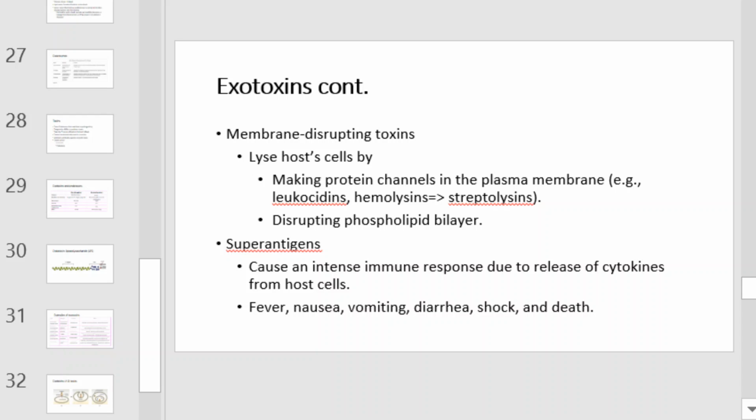Exotoxins may be membrane disrupting or superantigen. Membrane disrupting toxins will lyse the host cells, while superantigens will cause intense immune responses due to the release of cytokines from the host cells.